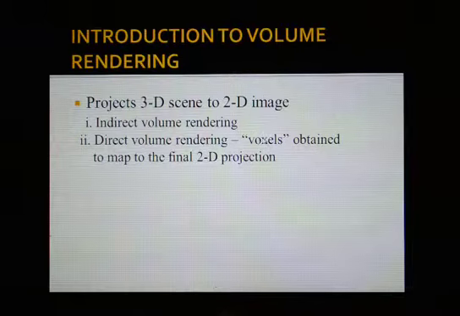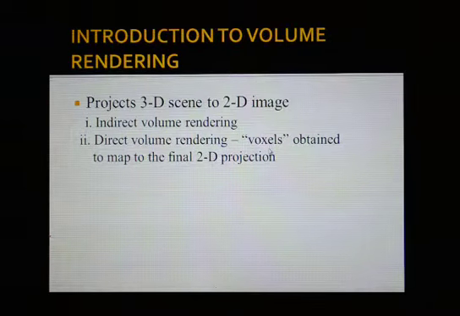As we can see, direct volume rendering makes use of something called voxels. What are voxels? Say you have a 3D dataset S of XYZ, where XYZ represents the coordinate position of the samples, then each sample is called a voxel, and in direct volume rendering, these voxels are obtained directly and they directly contribute to the final 2D projection.